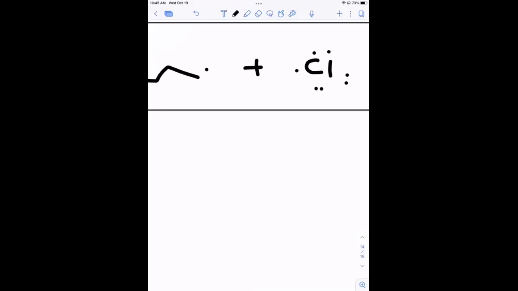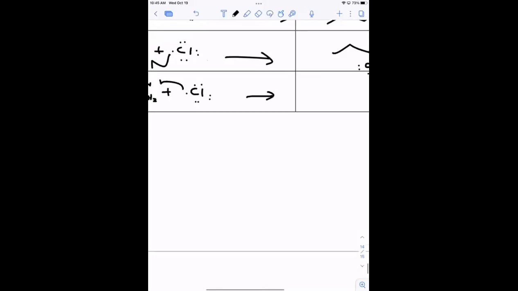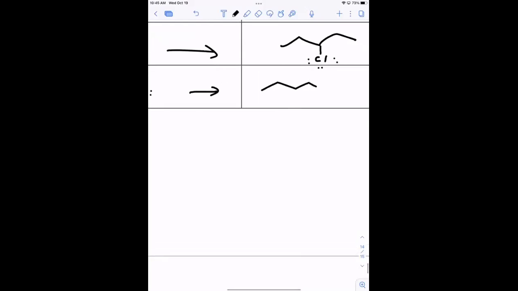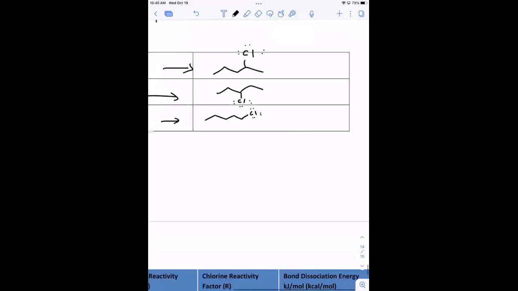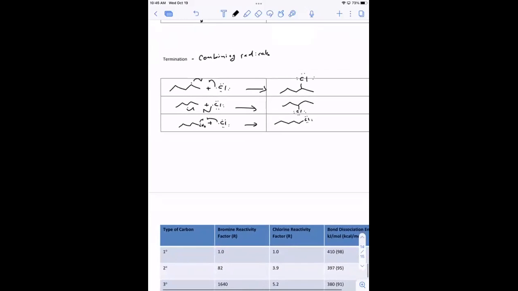All right, and let me write that CH2 back in. So it's CH2. I'm going to go here, here, and then my product will look like this. So now I have a bond between that CH2 and chlorine. Any questions about the termination part? Never changes.